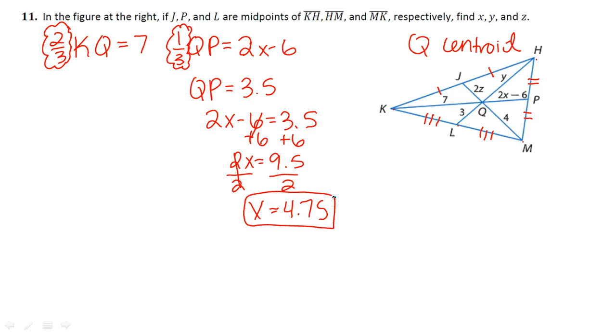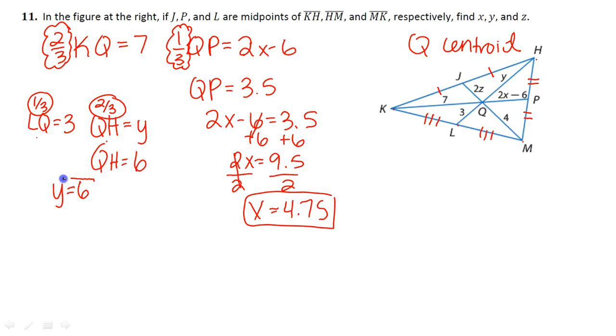Okay, to find y, I know that LQ is equal to 3 and that QH is equal to y. So QH is going to be the 2/3 piece, LQ is the 1/3 piece. So QH has to be twice as big as LQ, which means that QH is going to equal 6. So that means that y is equal to 6.